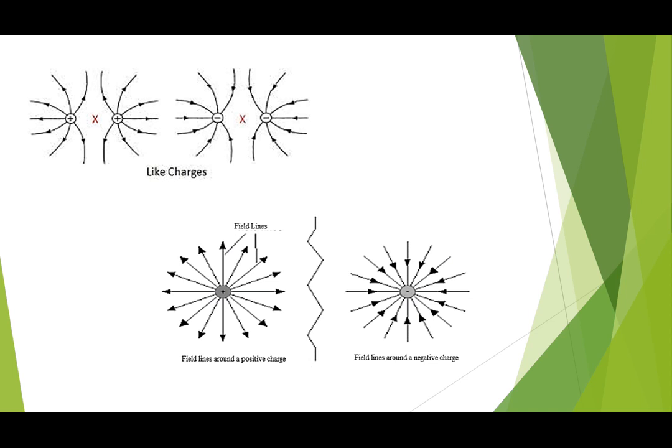The third figure is showing the field pattern around a point charge. That means a single positive charge. There, the field is shown with arrows pointing outside. The next diagram shows the field around a negative charge where the field is pointed towards the charge. The arrowhead is towards the charge.